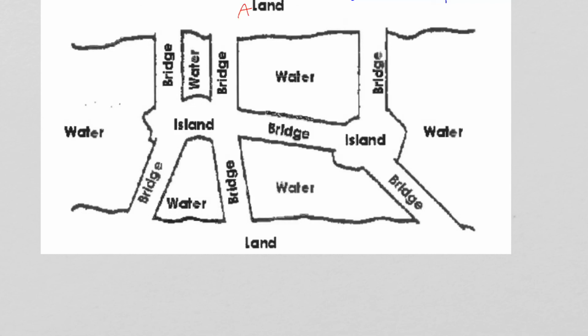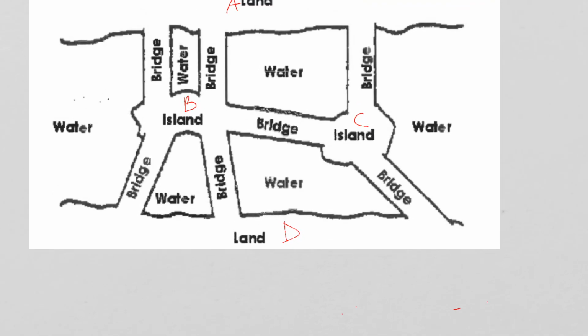So if we call this A, this B, this C, and this D, okay, let's make our graph. So A, B, C, D. Okay, so A connects to C, C connects to D, C also connects to B. A connects to B twice, and B connects to D twice.